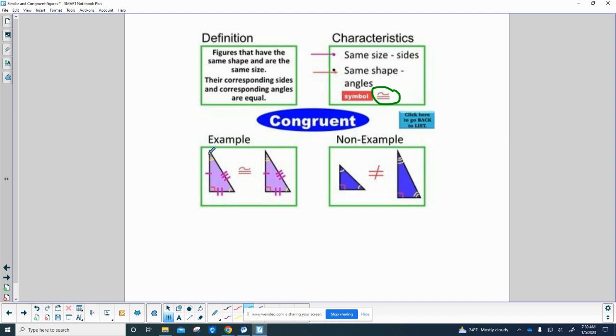Now, if you notice, these two figures on the left are an example of congruent figures, but the next one, the non-example, shows two triangles, but they are not the same shape. They're different shapes, even though they're both triangles.